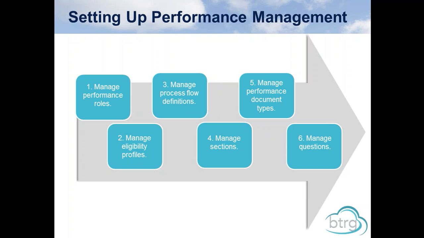Step four, manage sections. For the process flow, you're going to decide which sections you want to include, and then you're also going to include what areas the worker will be rated on. Step five, manage performance document types. So depending on how your company wants to do it, you decide how many types of evaluations your company has. So it might be quarterly, it might be annually. Like I said, depends on what you need.